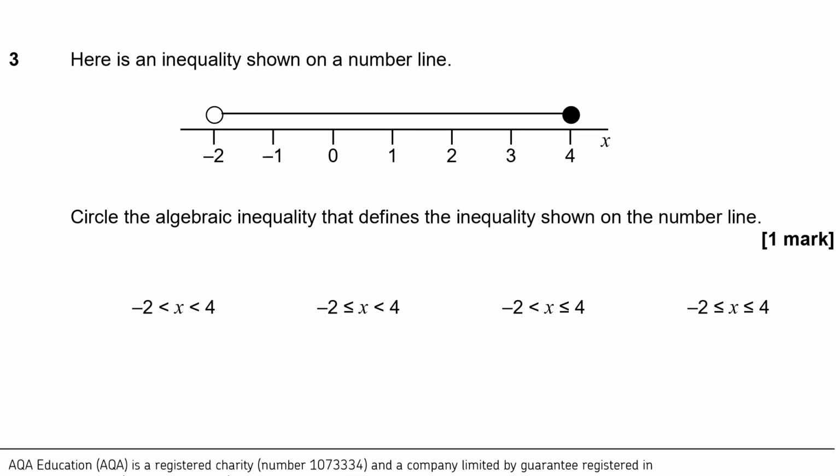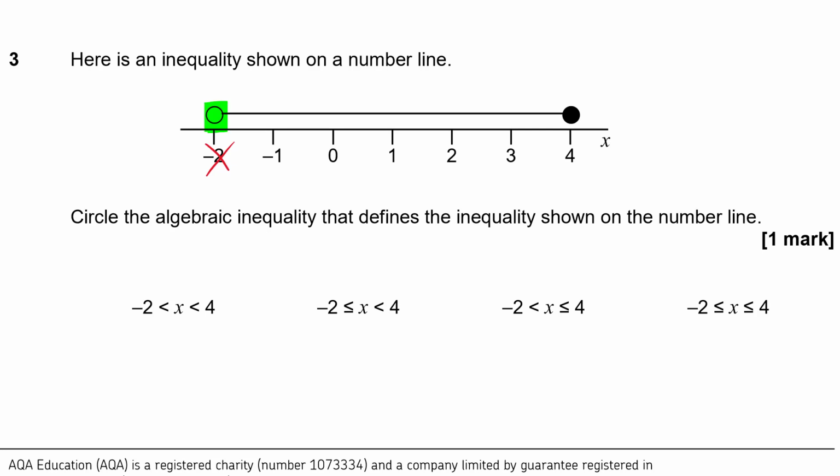Question 3. Here is another inequality shown on a number line. I've got minus 2, minus 1, 0, 1, 2, 3, and 4 drawn on this scale. Note that I've got an open circle at minus 2, which means that minus 2 is not one of my solutions. Okay, but I can have minus 1, 0, 1, 2, 3, and 4, and any number almost down as far as minus 2. So circle the algebraic inequality that defines this inequality shown on the number line.